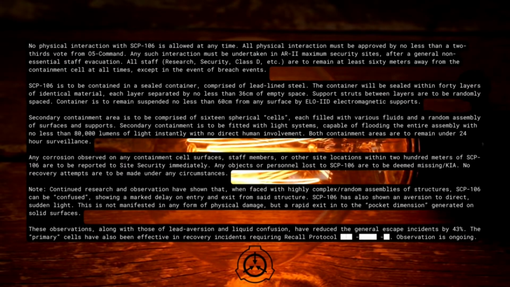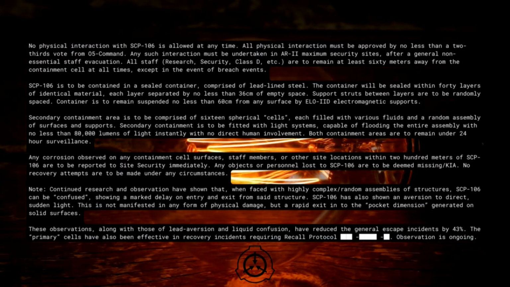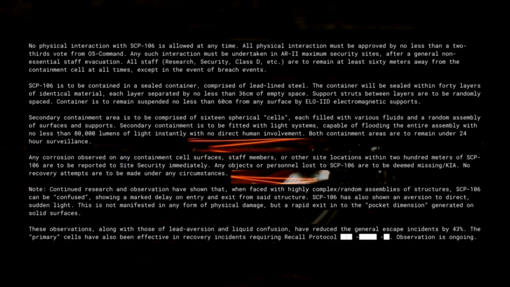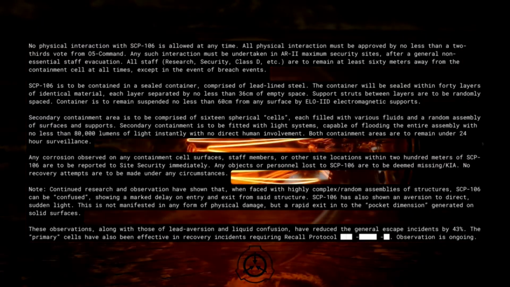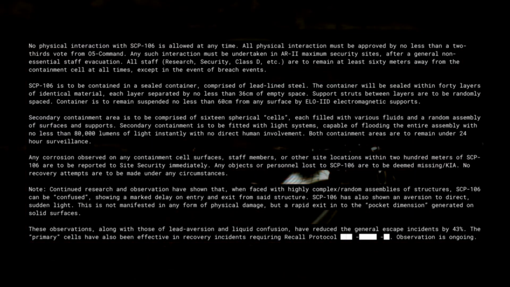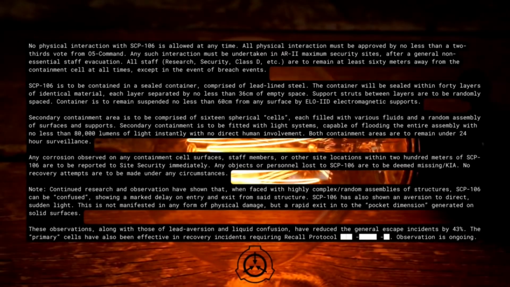ELO-IID electromagnetic supports. Secondary containment area is to be comprised of 16 spherical cells, each filled with various fluids, and a random assembly of surfaces and supports. Secondary containment is to be fitted with light systems capable of flooding the entire assembly with no less than 80,000 lumens of light instantly with no direct human involvement.